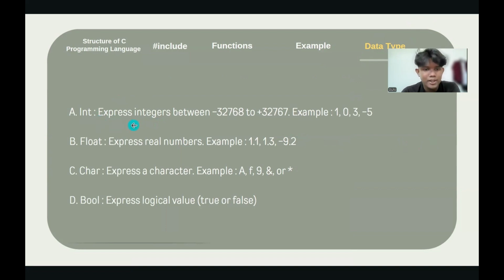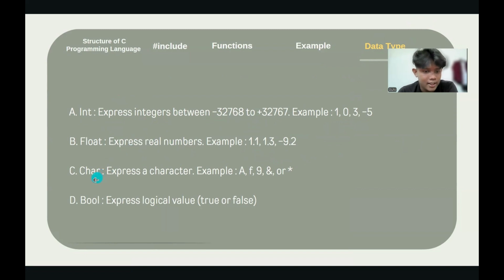It is used to express integers between minus 32,798 and plus 32,797. For example, 1, 0, 3, minus 5, etc. And the second one is float. It is used to express real numbers. For example, 1.1, 1.3, minus 9.2, etc. So float is used to express decimal numbers, or numbers that have floating points.